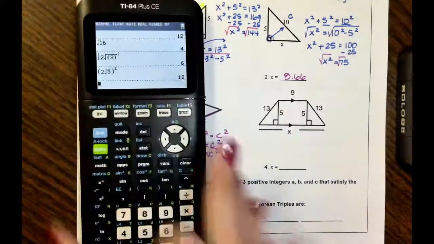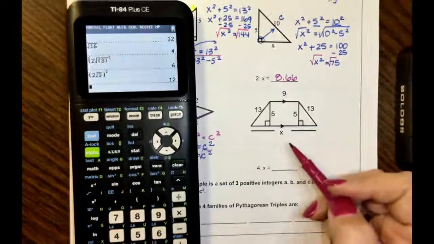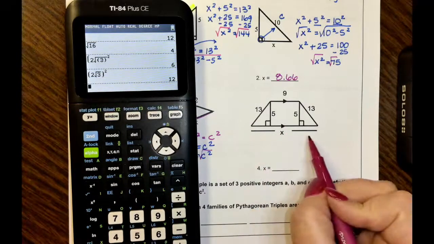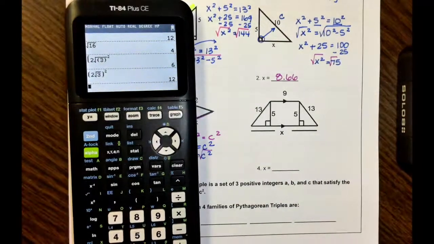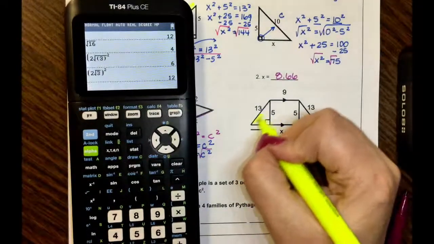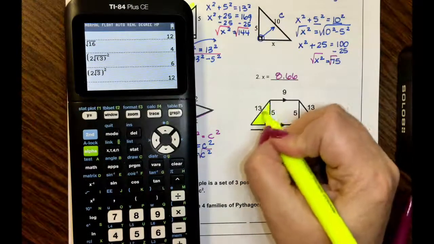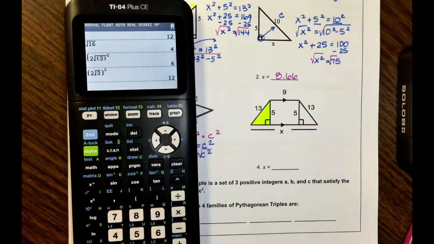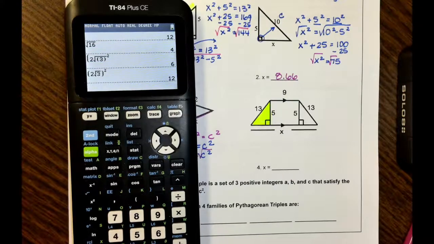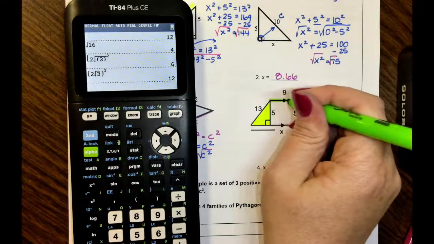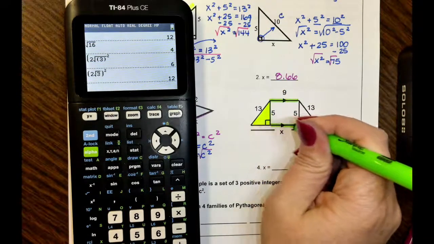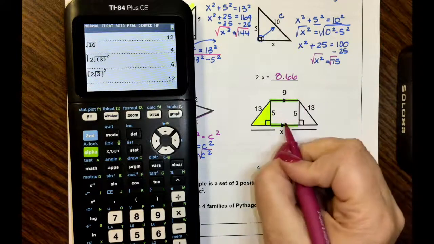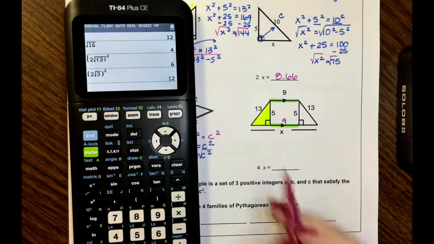Now number 4 is a little tricky. We're going to use stuff like this when we get to area at the end of the year, but I want to know x. So what you want to do is break this in. Anytime you see a right triangle, you're more than likely going to need something from that right triangle. What I do know is that the top of this is 9. This is a rectangle, so I also know that this side is 9. If I knew the lengths of each of these triangles, then I would know the entire base.